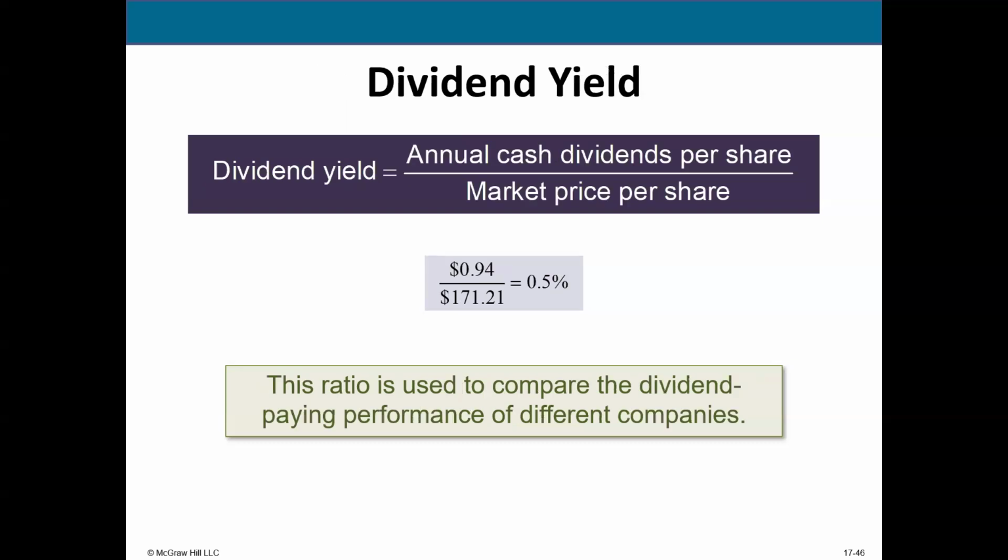And the last one is called the dividend yield. Dividend yield, we use this to compare the dividend paying performance of different companies. Okay, so side-by-side comparison of companies that pay out dividends. A lot of investors like to compute this ratio when it comes to making a decision about which companies they invest in, especially if those investors are really interested in companies that provide them with a dividend payment. So in this case, we take the annual cash dividends per share divided by the market share price at the time.